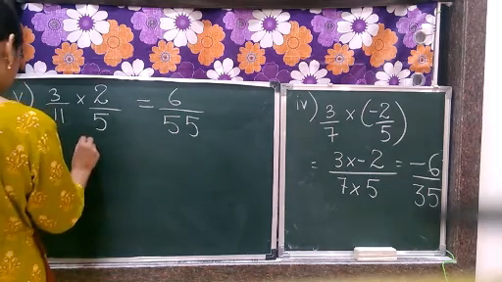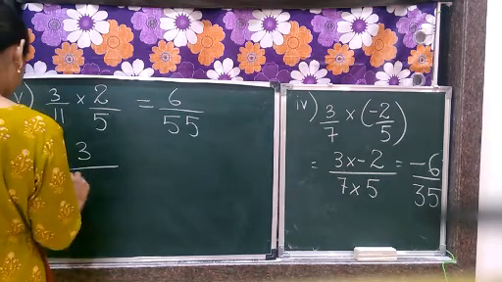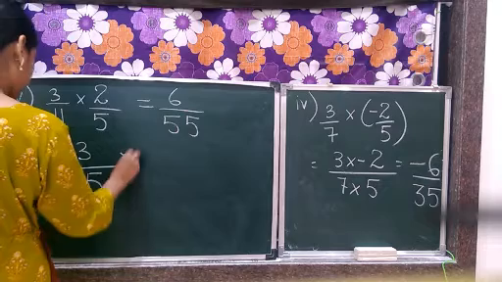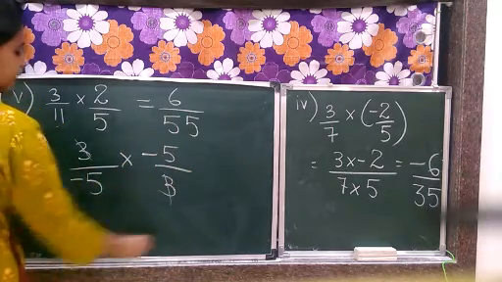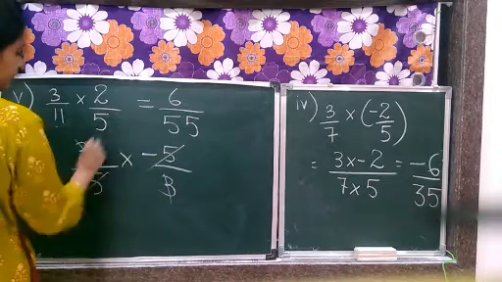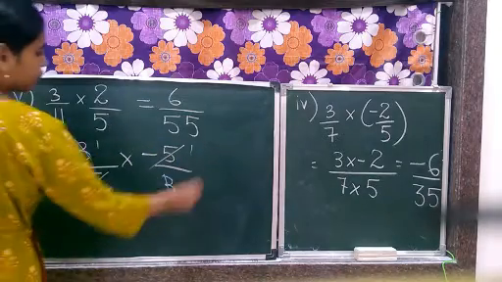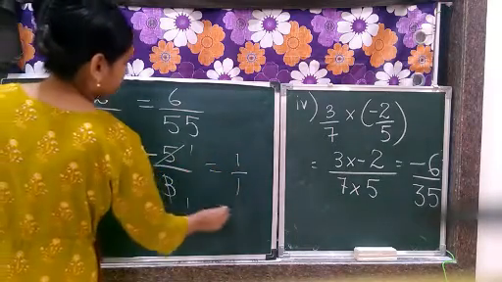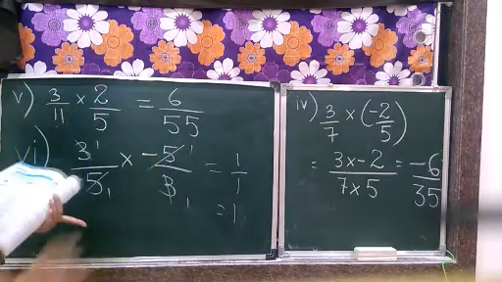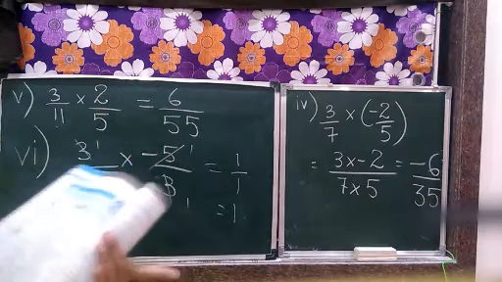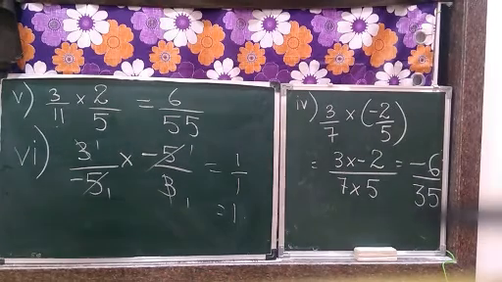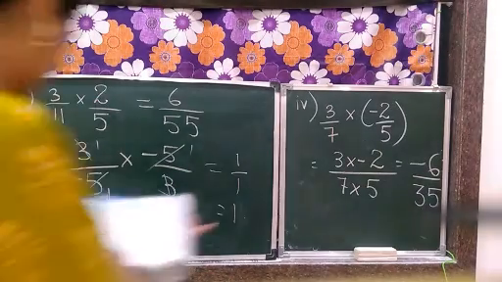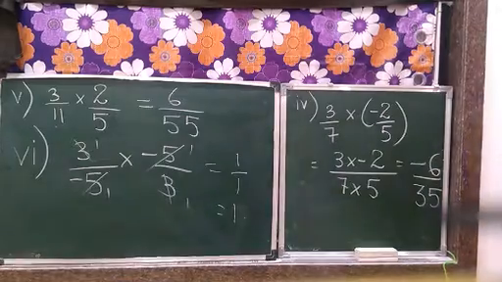Sixth, 3 by minus 5 into minus 5 by 3. 3 and 3 will get cancelled. Minus 5 and minus 5 will get cancelled. So what is left? 1 upon 1, which is actually 1. Okay. So this completes question number 3. Now we are going to start question number 4.